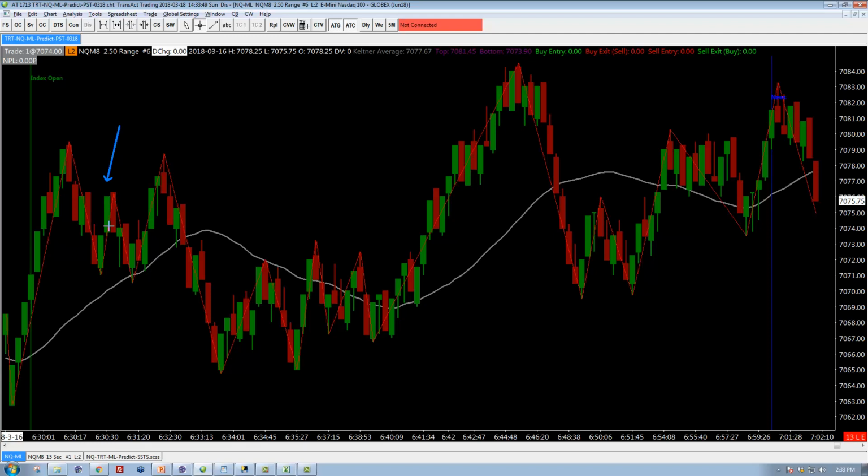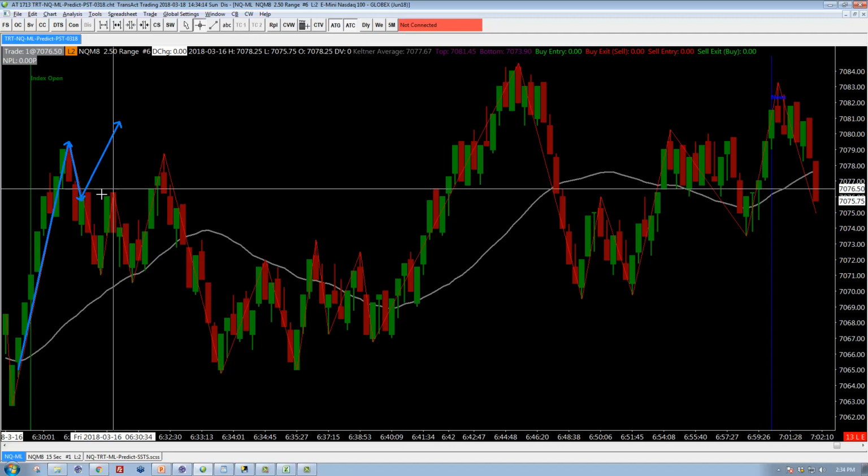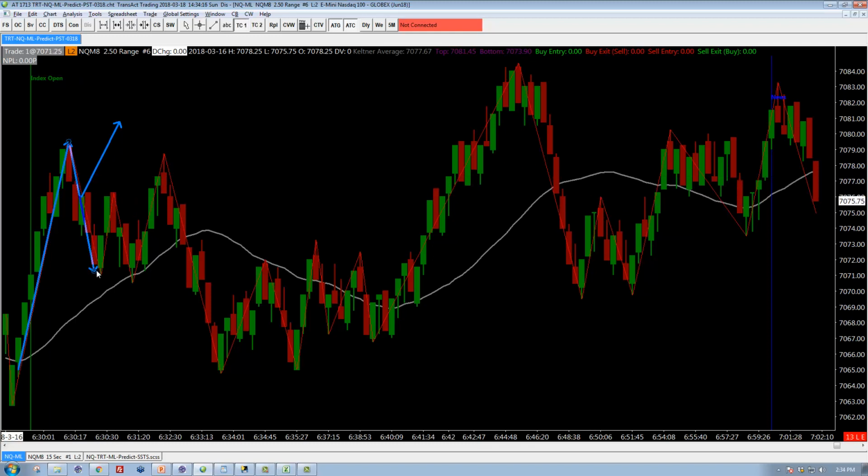Now, the depth of that pullback governs how conservative or aggressive I consider it. If the market's advancing and it's not pulling back very much and then turning up, that's aggressive to me. If it pulls back deeper, then I'm going to consider that more conservative, moderate.